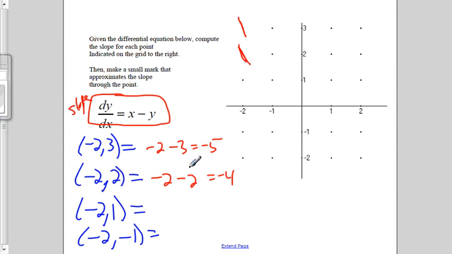That's sometimes hard to generalize. Negative 2 minus 1 is negative 3. Again, a little less steep. Negative 2 minus negative 1 is plus 1. So that's going to be equal to negative 1. That's down here. Much less steep. And now we just do that for every single problem.